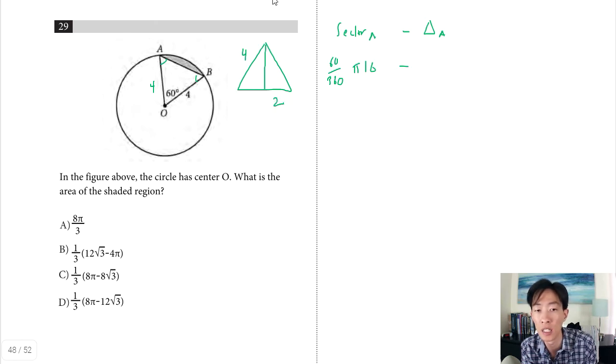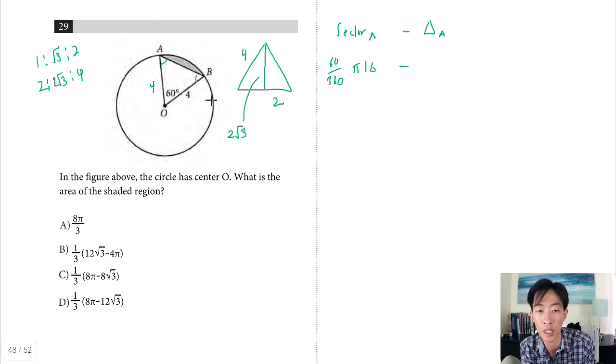What is the height? Something that you should know is when you divide an equilateral triangle in half, you get a 30, 60, 90 triangle. 30, 60, 90 triangles, I've memorized. It's 1, rad 3, 2. So in this case, my 1 is going to be 2. My hypotenuse is 4. So what's the middle value? 2 rad 3. So 2 rad 3 is going to be the height of this triangle.